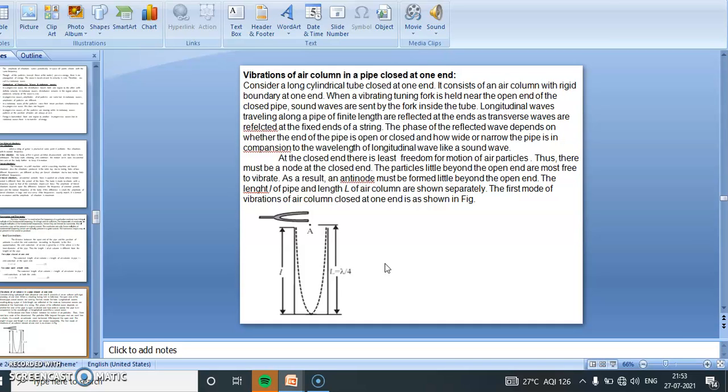The length small l of the pipe and length capital L of the air column are shown separately, but the first mode of vibration of air column closed at one end is shown in figure. Okay, now we will look at the vibration of air column in a pipe closed at one end.